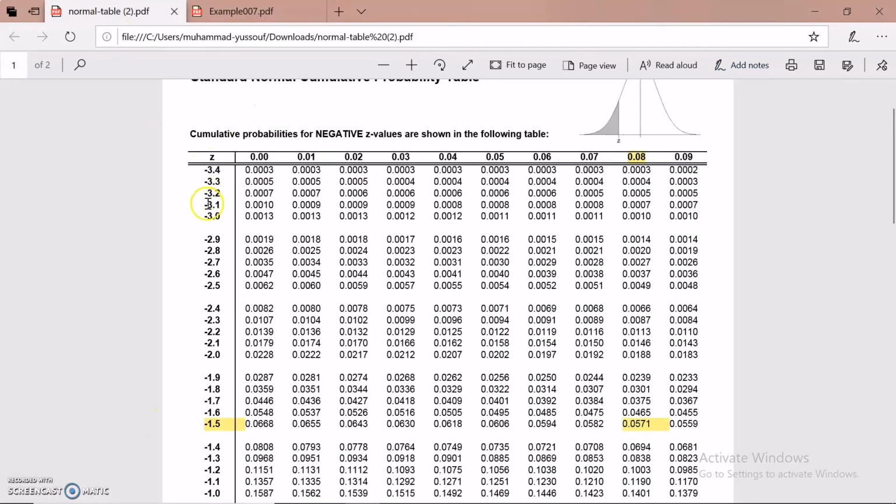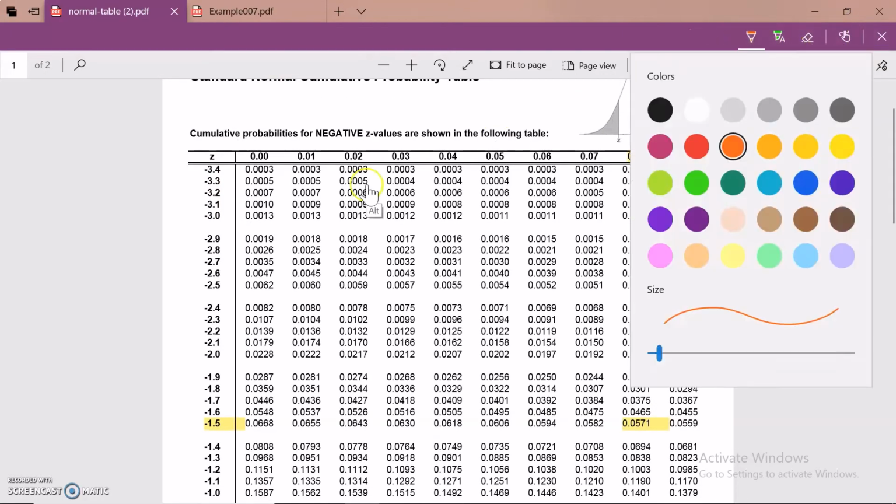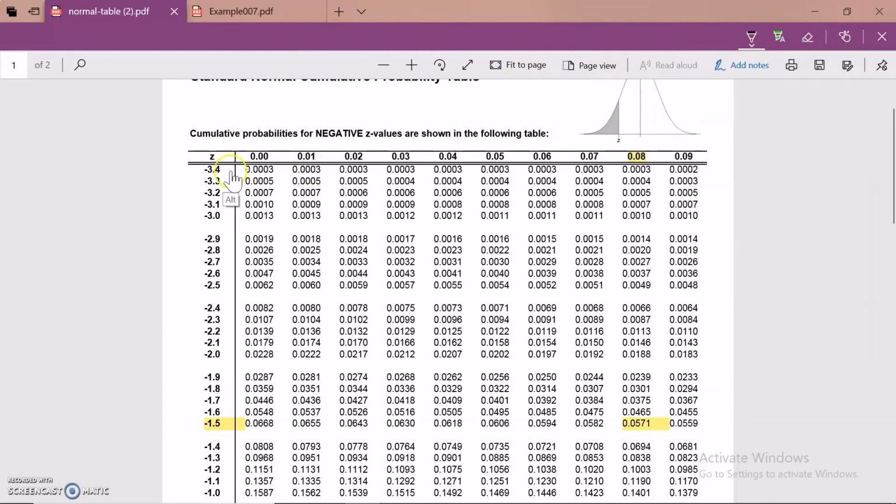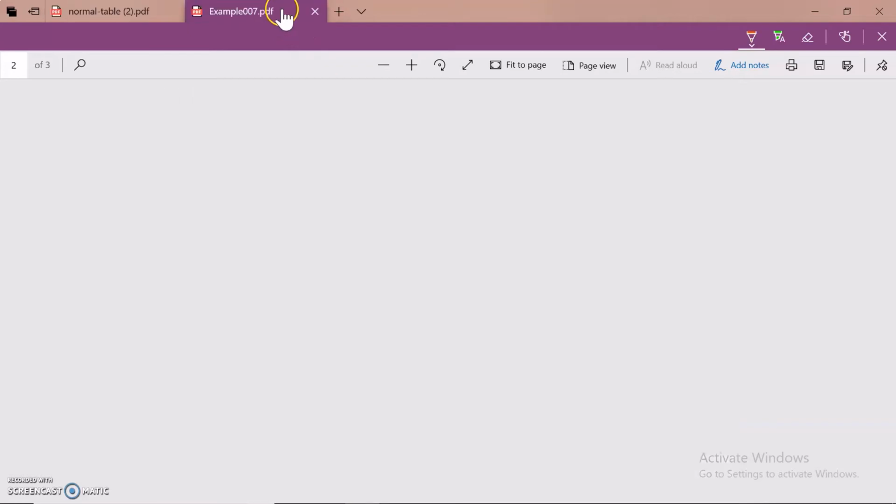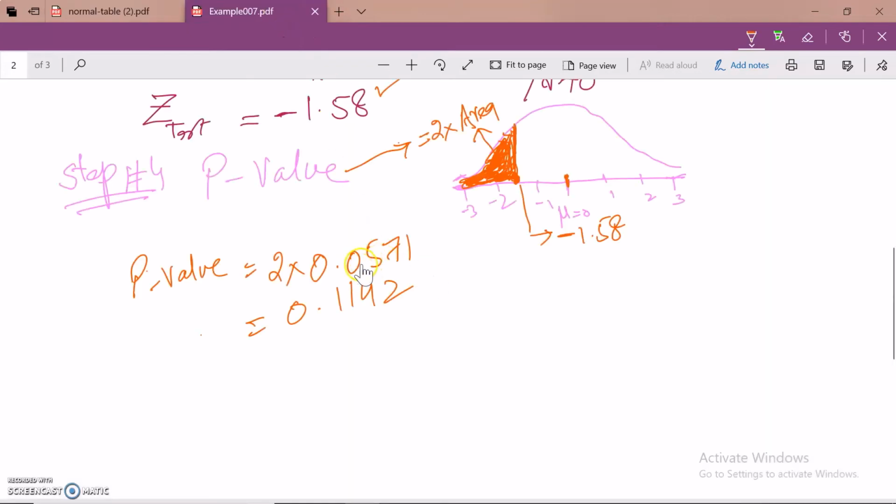Let's go to the table. On the extreme left column, my value is the z-score. Let's recall what my z-score was: z was equal to minus 1.58. On the extreme left column, I have minus 1.5 here and 0.08 here, and at the intersection of these two values, the value is 0.0571, and this is exactly the value I'm writing here, 0.0571.